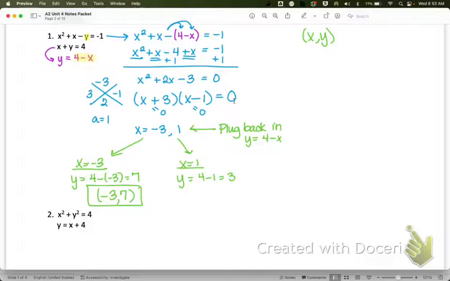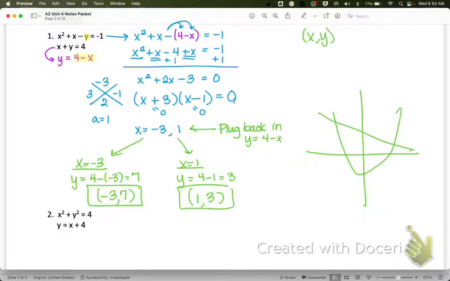We're back. So this is going to be the ordered pair 1, 3. So what that means, I don't know exactly what the graph looks like, but it's going to be a parabola and it's going to be a line, and they cross at 2 points, negative 3, 7 and positive 1, 3. So it's going to look something like that. Okay? All right, let's look at number 2.